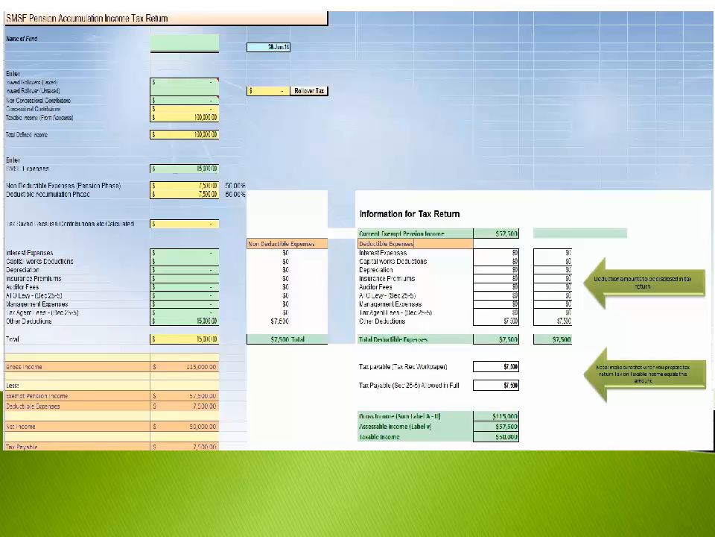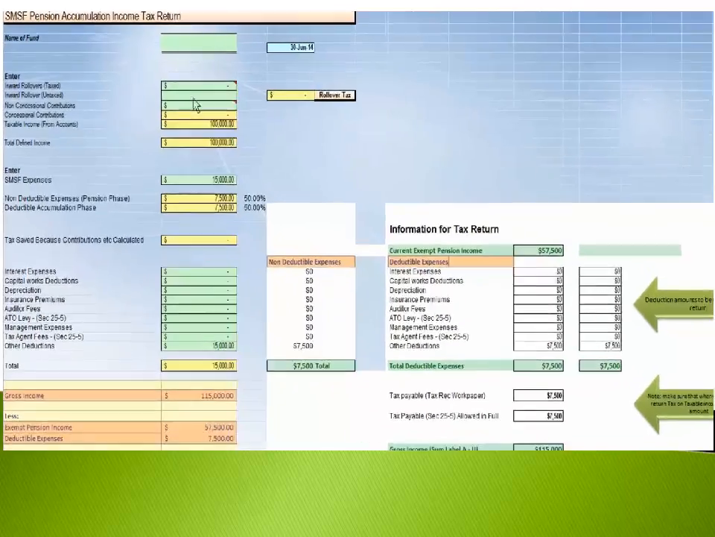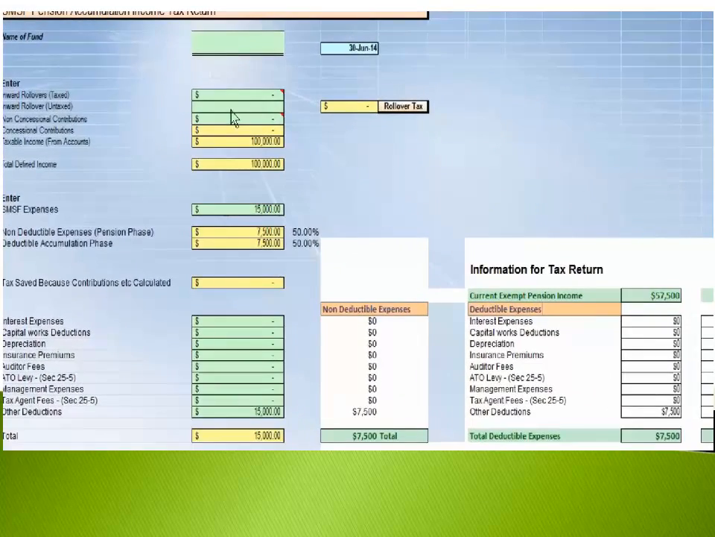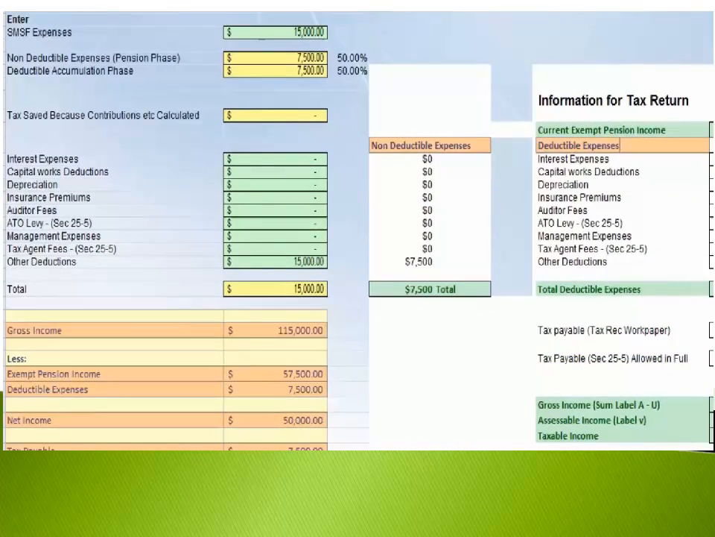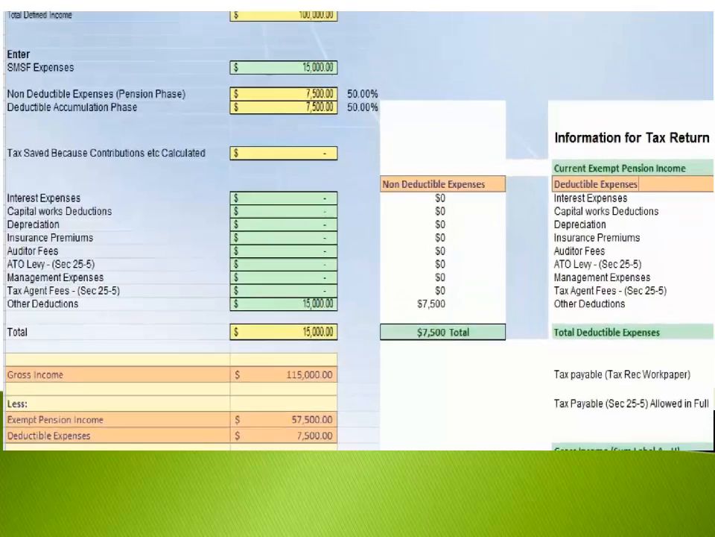So here's a simple example of a spreadsheet that is used to do this calculation. Here you have a superannuation fund with an income of $100,000, which is 50% exempt because 50% of the fund's assets are in pension phase. So the tax payable then is $7,500. Now if the super fund expenses are $15,000, you can allocate those under the section 25(5) rule where you can get 100% deduction, but also, for example, if you have a rollover.